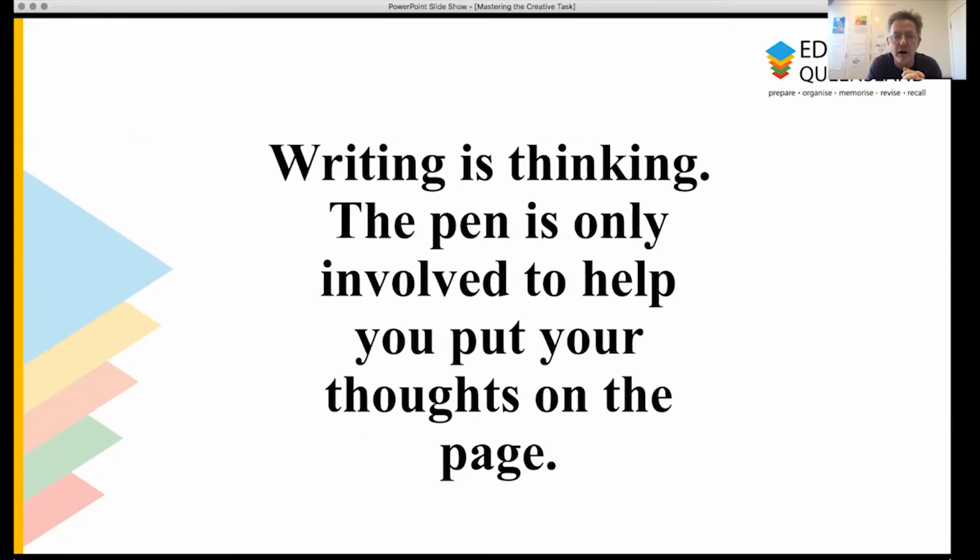And remember, writing is thinking. The pen is only involved to help you put your thoughts on the page. It's easy to think of the task as the 2 hours you'll be writing in the exam, but the key to the writing you do then is the thinking done beforehand. You can't expect to write without thinking. Think, value that thinking, and make notes. You can think if you've got 10 minutes in the car or on a bus, while you're in the gym or out for a walk or a run. Take a story question with you and think about it.